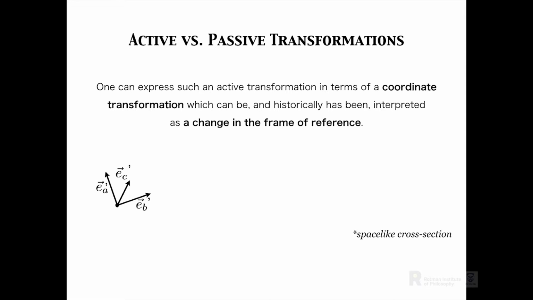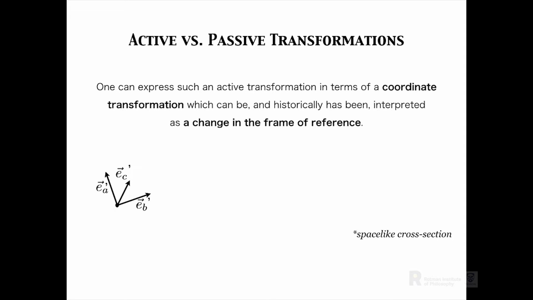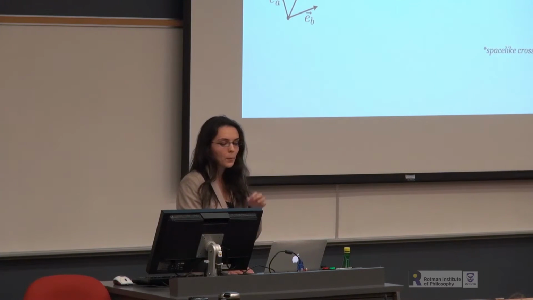Now, I want to make a point and distinguish between the active point transformations and the coordinate transformations. One can express the active transformation of a point in terms of a coordinate transformation, which is what has historically been done, and then interpret those changes in coordinates as changes in the frame of reference. So that was Einstein's train of thought. But I want to emphasize that point transformations are more fundamental.